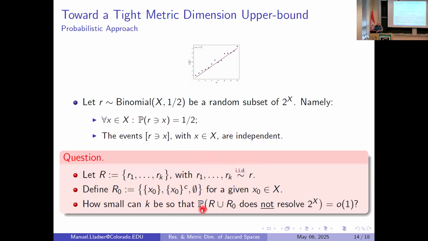how can I guarantee that the probability that R union R0 does not resolve 2 to the x goes to 0 as the size of x tends to infinity? I know that it resolves pairs that have different cardinalities, and I'm hoping that this will resolve pairs that have the same cardinality. Now, in principle, I would like this to be less than 1, but for practical reasons, if I'm given a large set x, I would like the probability of not resolving to be very low, so this has practical use.